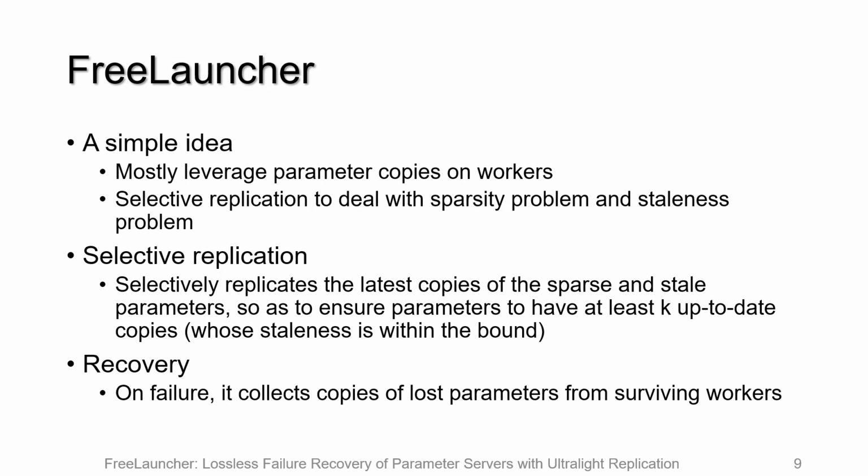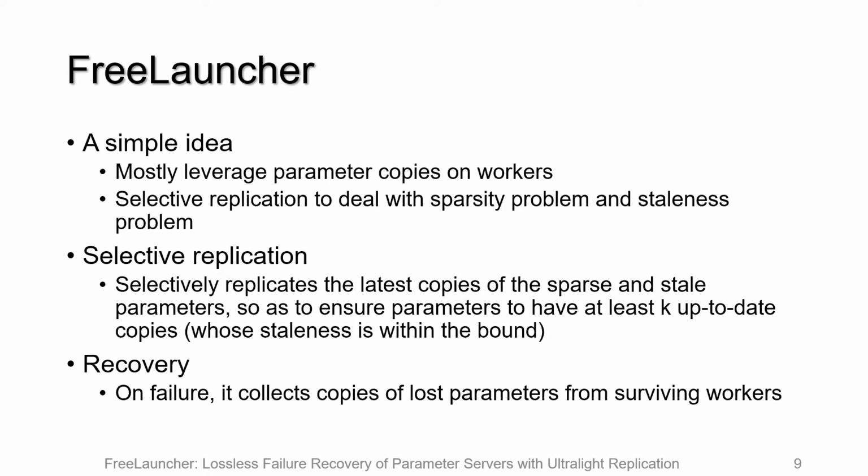So here comes FreeLauncher, our proposed efficient failure recovery method. FreeLauncher mostly leverages parameter copies on workers and uses selective replication to deal with the sparsity and staleness problems. FreeLauncher selectively replicates the latest copies of the sparse and stale parameters, so as to ensure parameters have at least k up-to-date copies, whose staleness is within the staleness bound. As analyzed before, only a small fraction of parameters needs to be replicated, thus introducing very small extra overhead.